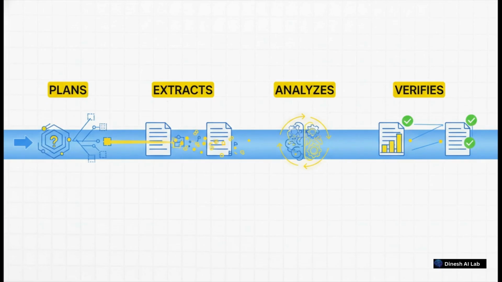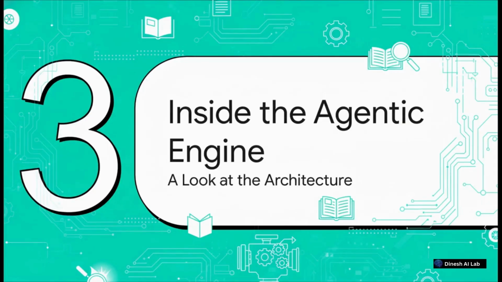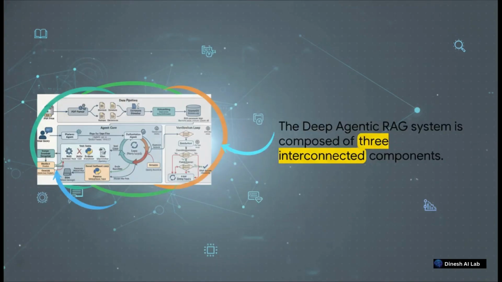Okay, that's the what. Now, let's get under the hood and look at the how. How does this agentic engine actually work? All right, here's the big picture. Now, I know this diagram might look a little complex at first, but don't worry. It's actually organized into 3 main parts that all work together in this really powerful loop. We're going to use this as our roadmap for the next few minutes.